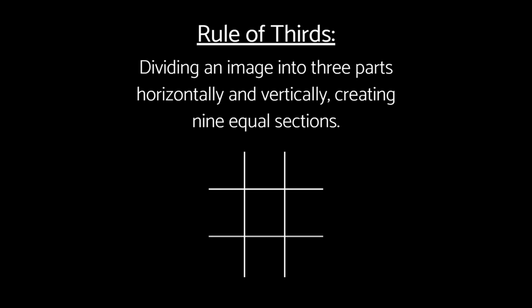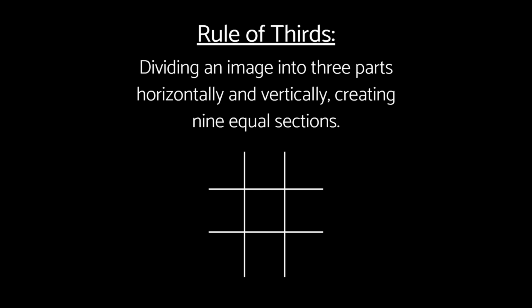One of the most basic and important rules in photography is the rule of thirds. This means dividing an image into 3 parts, horizontally and vertically, creating 9 equal sections. Placing key elements at these intersections will create a more visually appealing photo. It's called the rule of thirds because by creating these imaginary lines, it divides the photo into thirds.